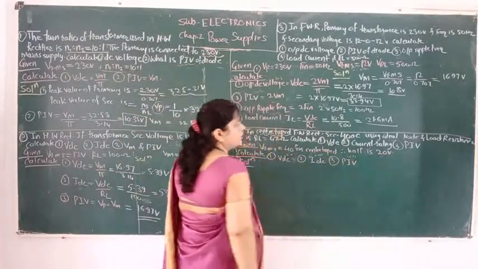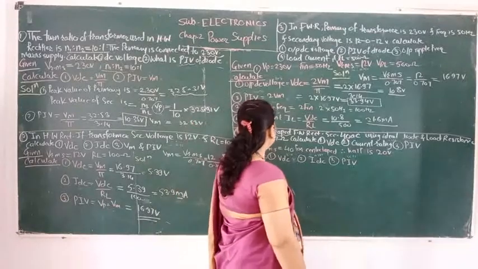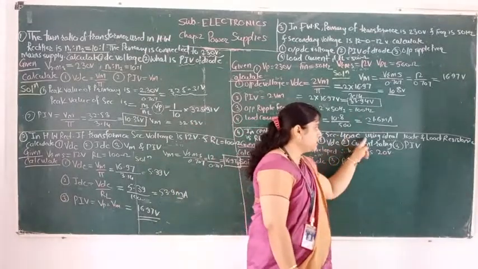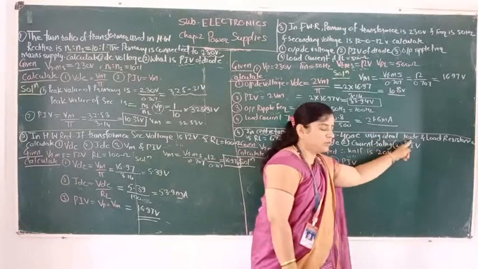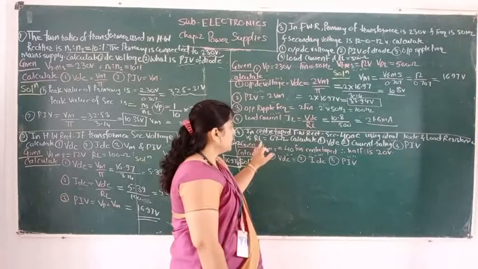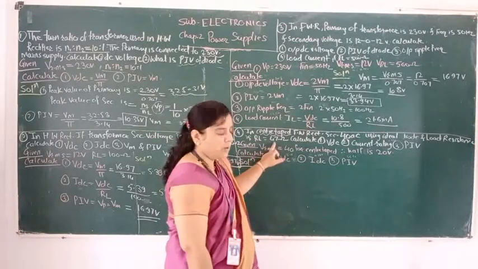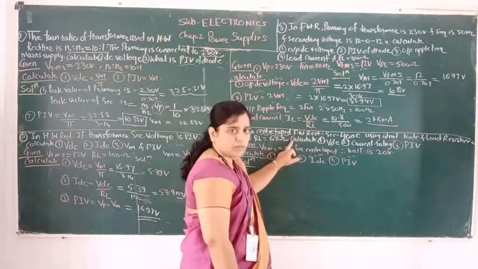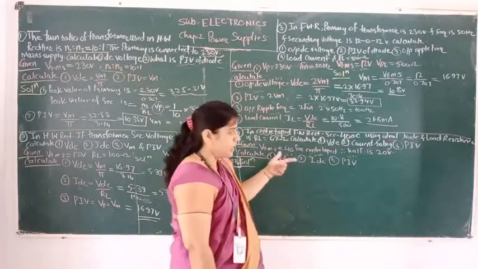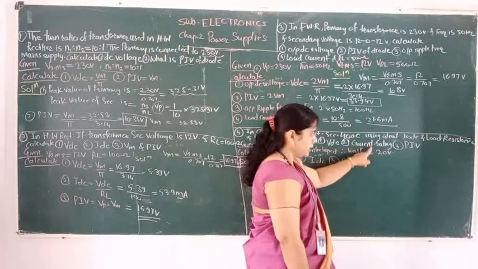Therefore I have given it the 20. So what is said: in a center tapped full wave rectifier, the secondary is 40 V AC, using ideal diodes, and the load resistance RL is 47 ohm. Calculate. What do we have to calculate? VDC, which means the output DC voltage, and the current rating.